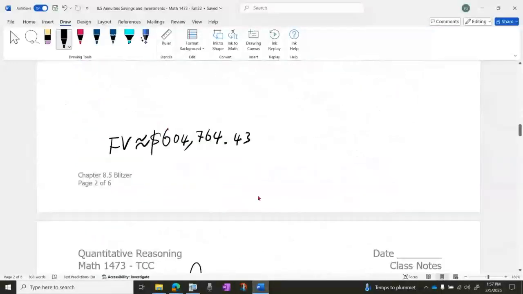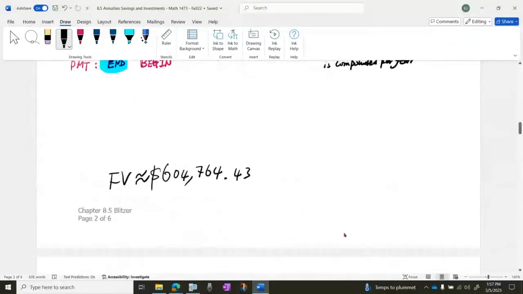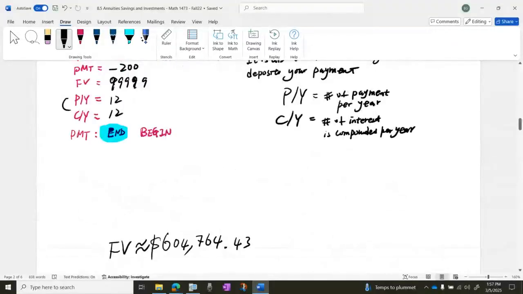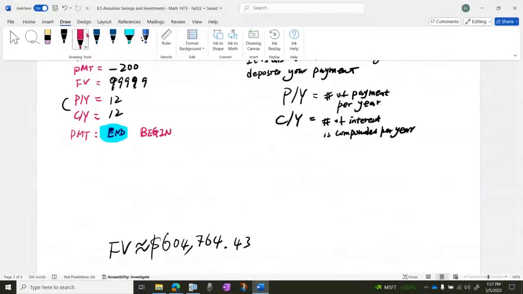Okay, we have another part. Find the earnings for the investment. The earnings here means interest. Let's use common sense. There is money going out, leaving your pocket, and money coming back in the future. Let's figure out those two things.